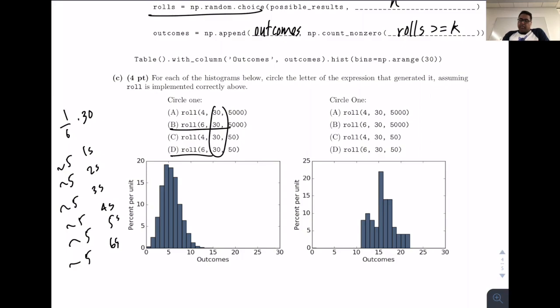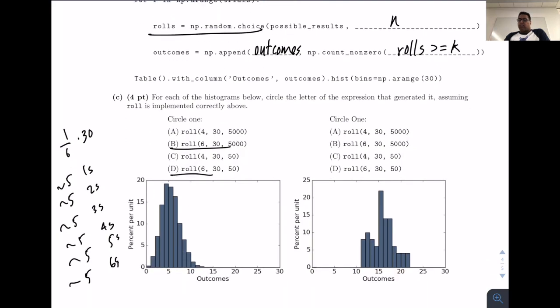And here all of our values are 30. So we'd expect, if our k is 6, or we're looking for the number of times the dice is equal to or greater than 6, or just equal to 6, that if we're going to roll the dice 30 times, it's going to happen 5 times. And what do we have here? Our histogram is centered around 5, right?